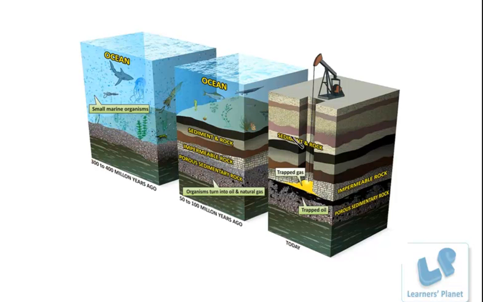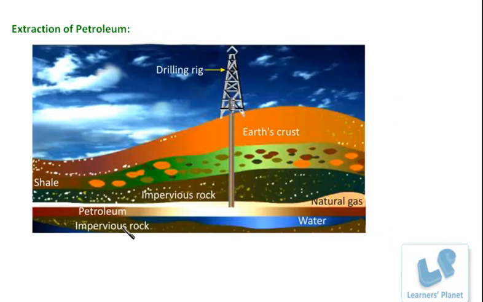Let's see how this petroleum is drilled out. See, this is the impervious rock. That is a porous rock. From here, the petroleum moved out. And this is trapped below the impermeable rock. This is also the impermeable rock, right? And this is then drilled out.